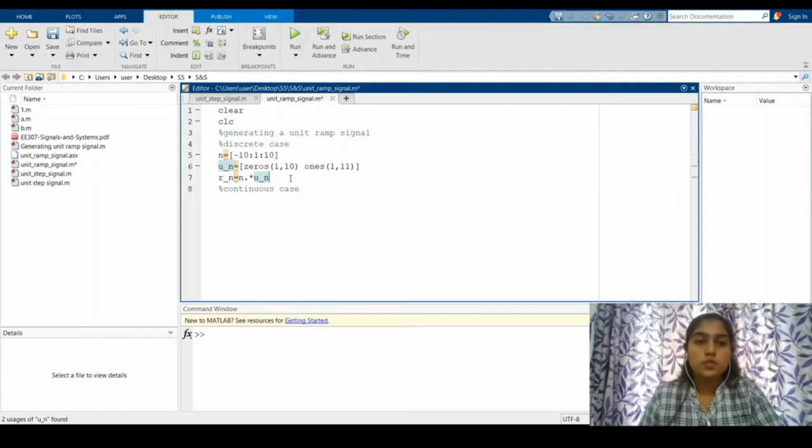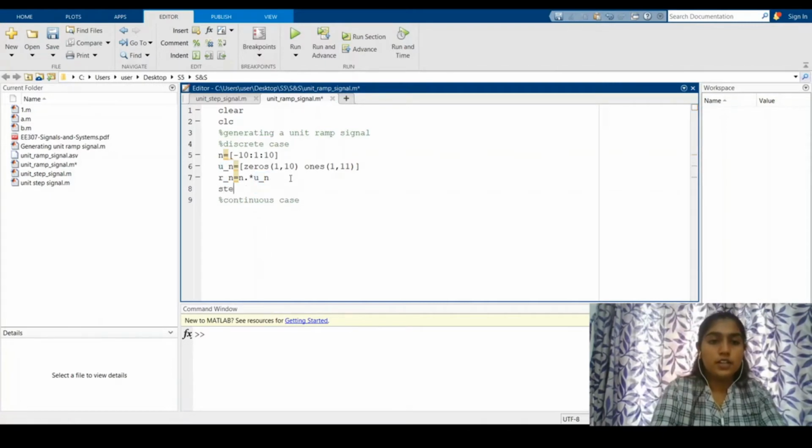Now you can generate the graph directly. For generating the graph, you have to use the stem command. In the stem command, you can give x and y values. For x here, we have n, and our y value is R of n.